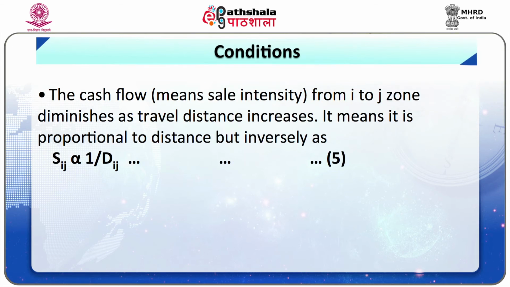Number 3, the cash flow that is, means sale intensity from I to J zone diminishes as travel distance increases. It means it is proportional to distance, but inversely, as Sij alpha 1 upon Dij, and this is equation 5.